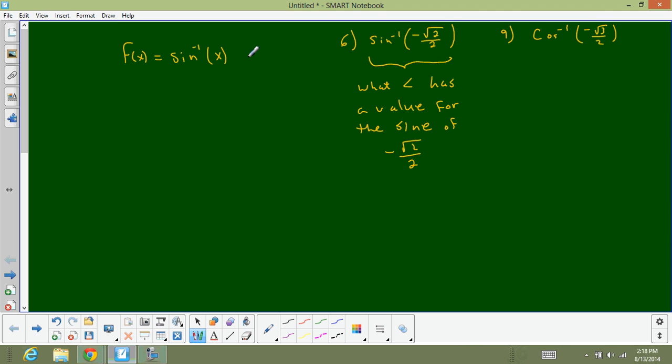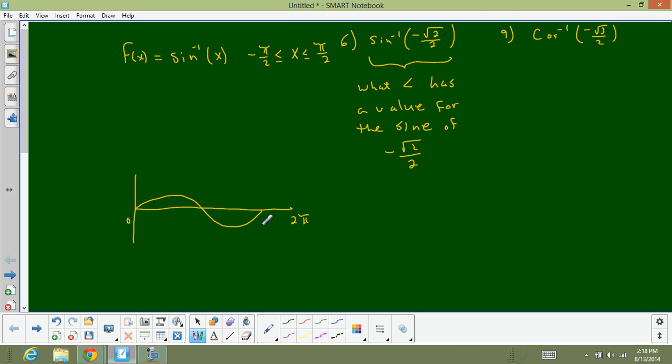We define this to go from negative pi over 2, negative 90 degrees, to pi over 2. Okay? And the reason for that is, if we don't, then the inverse graph ends up repeating on itself. That's to say, normally, if you think of going from 0 radians to 2 pi radians, the sine function looks like this.